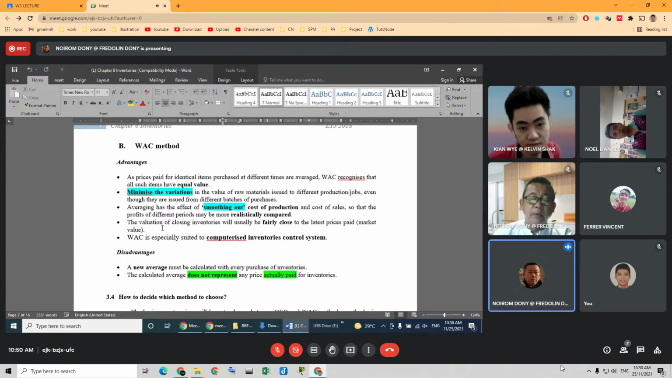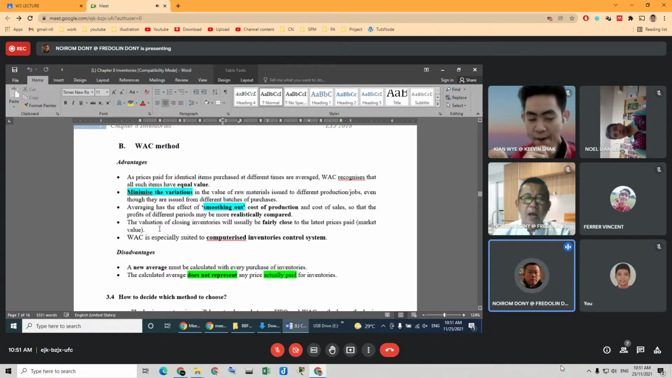Now, the disadvantage is that a new average must be calculated for every purchase of inventory, like what we have done just now. We add the existing one plus the new purchase, and then we do the averaging. So it's very troublesome. We have to do the averaging every time we have a new purchase. And the calculated average price does not represent the actual payment to the supplier. So these are the two disadvantages of weighted average.